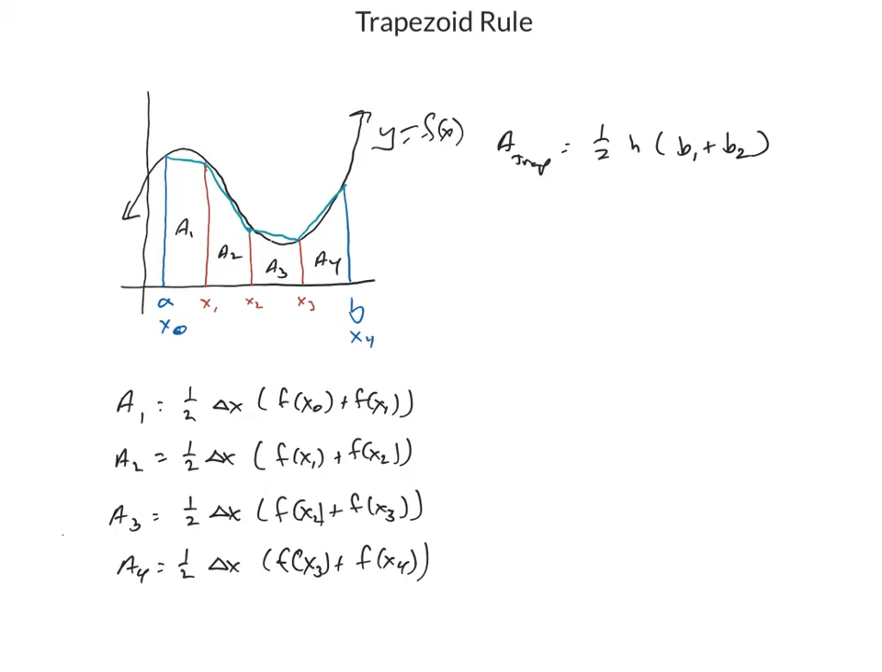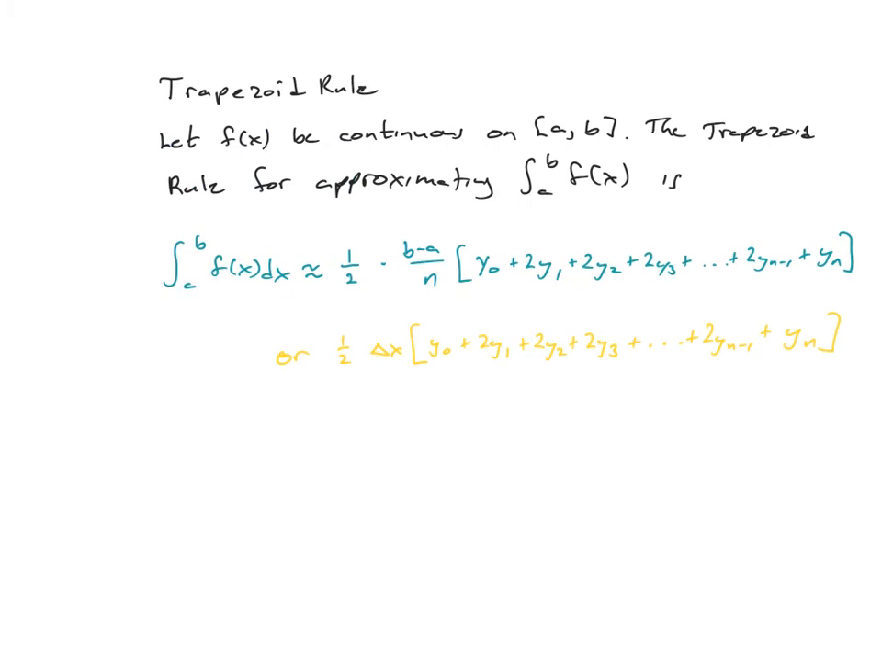Now, since I've set this up where delta x is constant, if delta x was not constant, then you'd have to just calculate each one of these areas individually and then add them up. But if delta x is constant, then we have what's called the trapezoid rule.